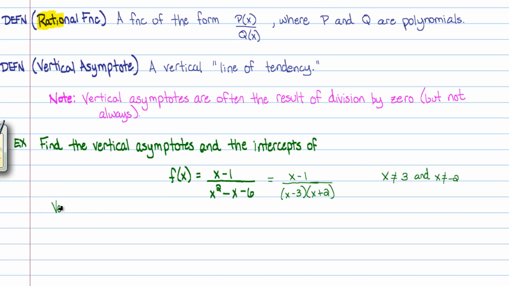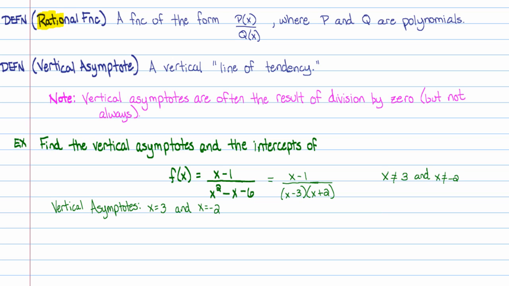So my vertical asymptotes will occur at those 2 points, or on those 2 lines. Let me write that down. The vertical asymptotes are x equals 3 and x equals negative 2. Notice those are equations. When you graph those on a Cartesian coordinate system, you'll get a vertical line at x equals 3 and a vertical line at x equals negative 2. Those will be my asymptotes.